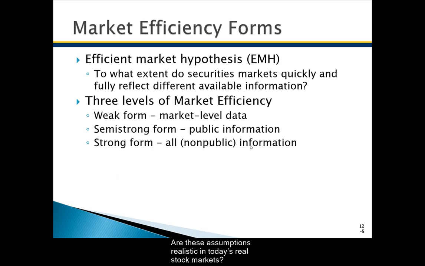Assuming the market is efficient, to what extent do securities markets quickly and fully reflect different available information? There are three levels of market efficiency: weak form, semi-strong form, and strong form. The weak form efficiency hypothesis states that stock prices have incorporated all market level historical data. The semi-strong form efficient market hypothesis states that all public information is incorporated in stock prices, and the strong form efficient market hypothesis states that even non-public information is already reflected in stock prices.